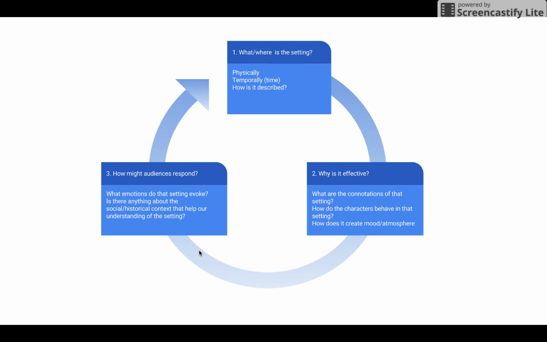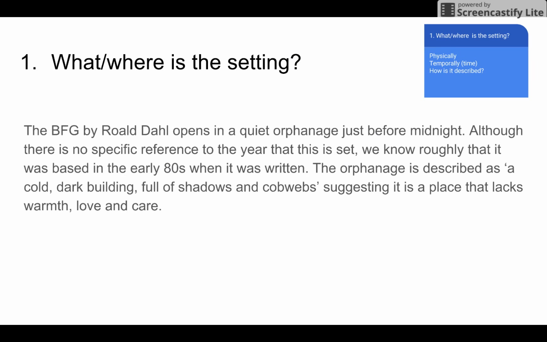Now, I'm going to show you how this works in an example. I'm not going to use Macbeth because I will be writing your essay for you. So what I'm going to do is take one of my favourite books, The BFG by Roald Dahl. I'm not going to read these out. You can pause the tutorial and have a look at what I've done.